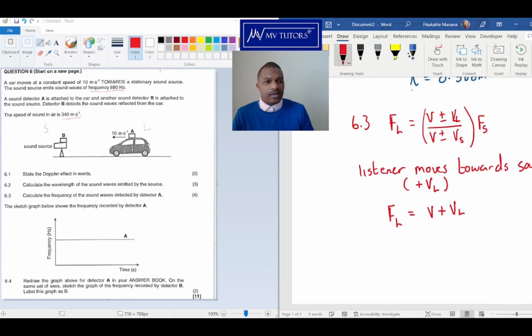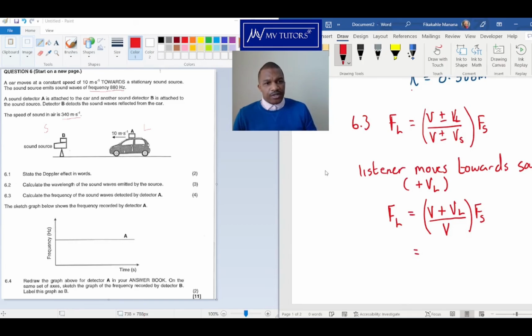All over, well, vs is going to be 0 anyway. That's the velocity of the sound source. Remember, the source is stationary, so its velocity is just 0. So I'm not going to include it in this formula.